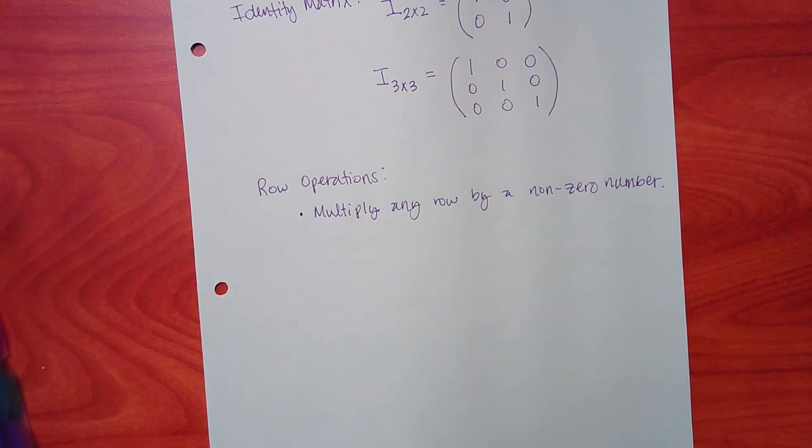So as long as you're multiplying by a non-zero number, this also means you can divide, because when you divide, you're really just multiplying by a fraction, right? You're multiplying by the reciprocal. So even though it says the word multiply, it really means divide as well. So if I had a 2 and I wanted to make that 2 a 1, all I'd have to do is multiply by its reciprocal, which is a half, right? And I can still make the 2 turn into a 1.